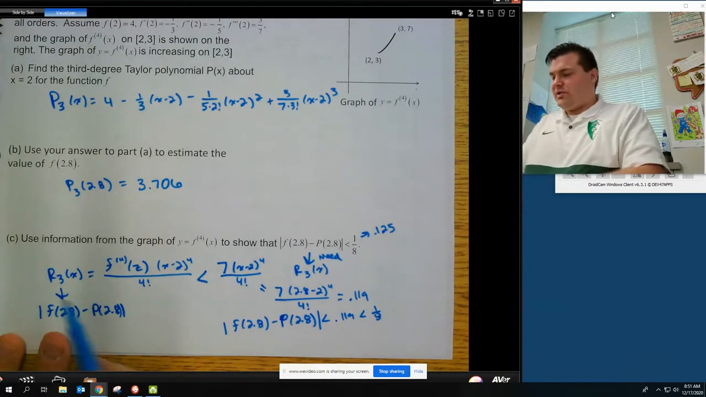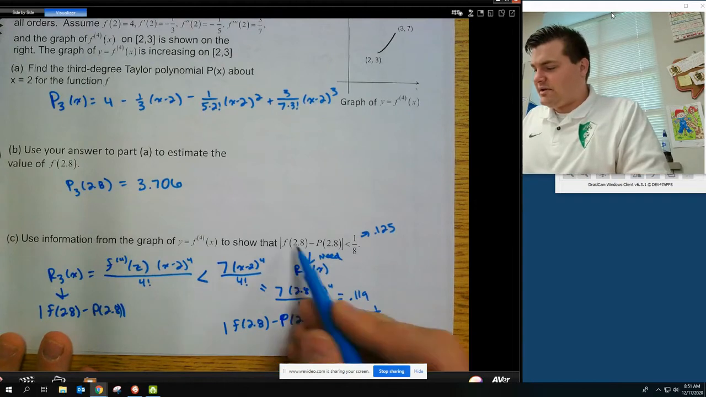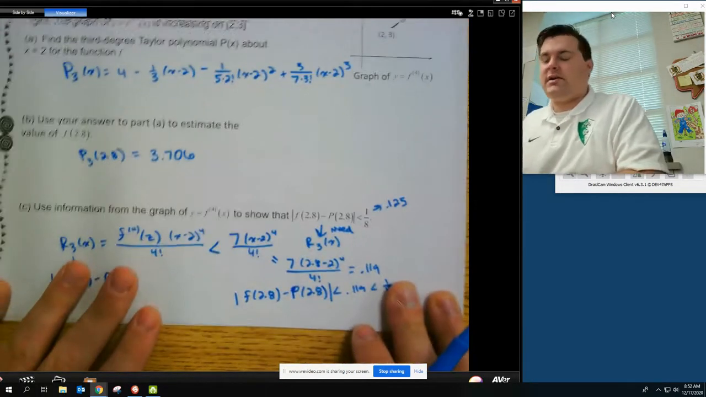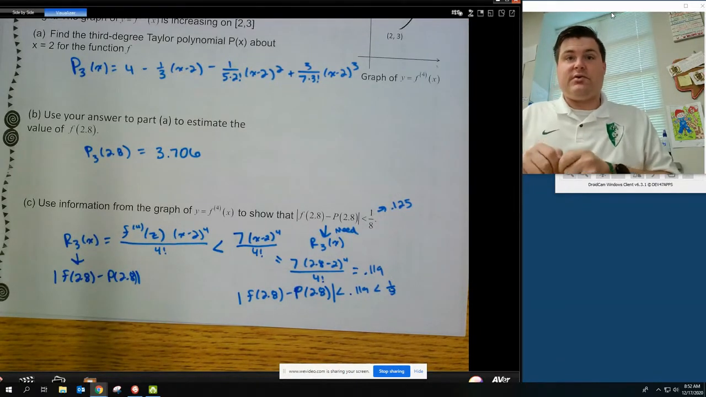Just following the string right here, this is less than 0.119, which is less than 1/8. So my error is relatively small. And that is going to wrap it up for this video.